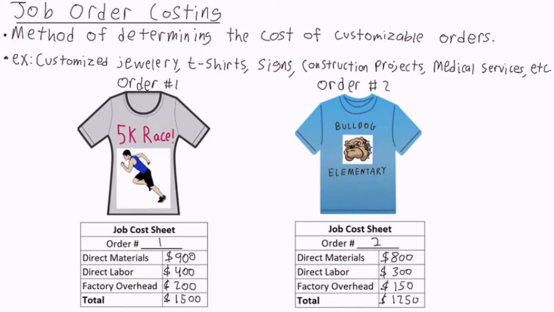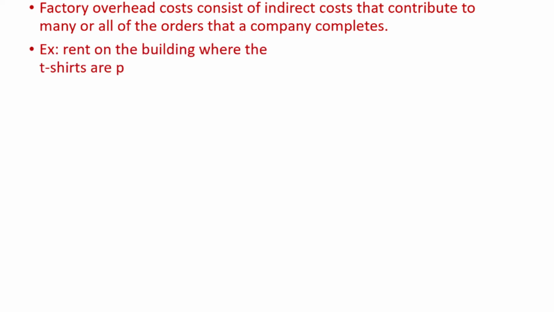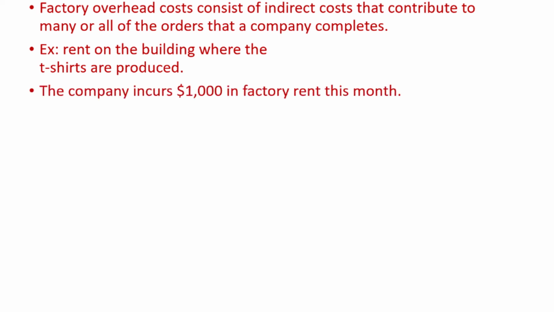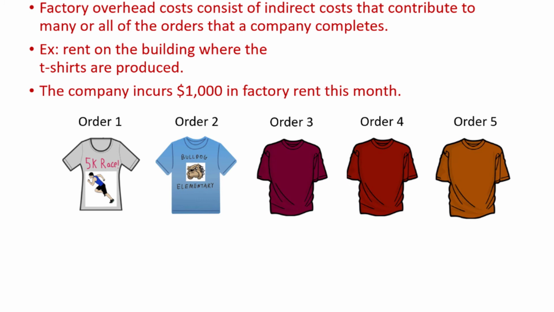The factory overhead can be a bit trickier to calculate. Factory overhead consists of indirect costs that contribute to many or all of the orders that a company completes. Take for example the rent on the building where the t-shirts are produced, which is one example of a factory overhead cost. Let's say that the company incurs $1,000 in factory rent this month. This cost has to be paid to fulfill the first order of 5K race t-shirts, but this cost also is needed to fulfill order number 2 of elementary school t-shirts, as well as orders 3, 4, 5, and any other orders in that month. Let's say that there are 5 orders in total.